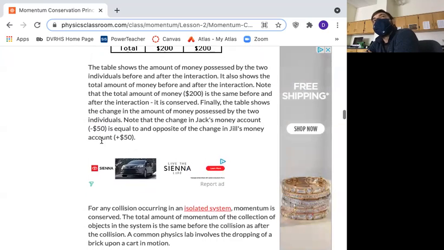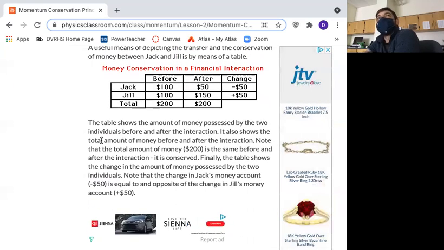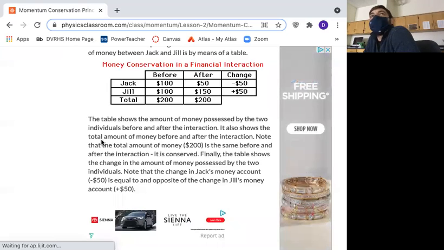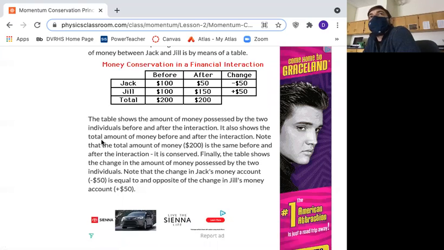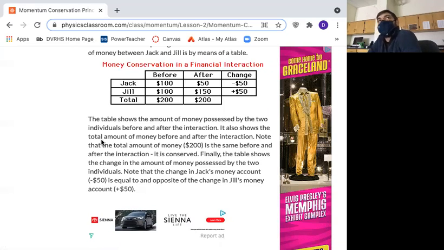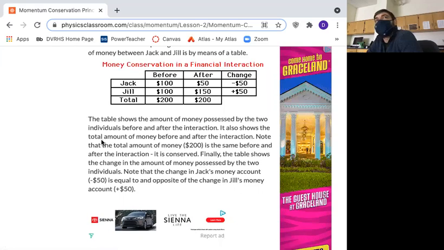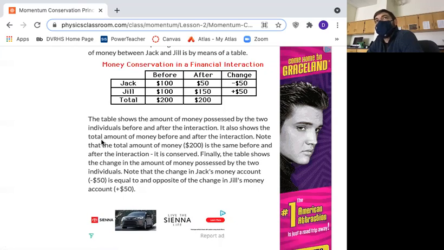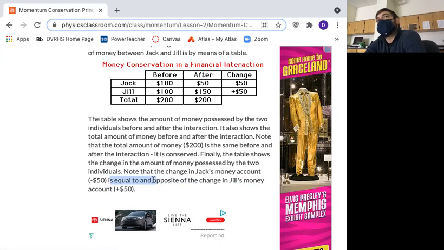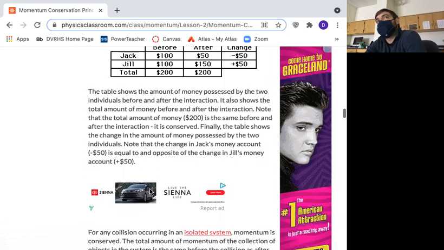The table shows the amount of money possessed by the two individuals before and after the interaction. It also shows the total amount of money before and after the interaction. Note that the total amount of money is the same before and after. It is conserved. Finally, the table shows the amount of change in the amount of money possessed by the two individuals. The change in Jack's account is equal to and opposite of the change in Jill's account.